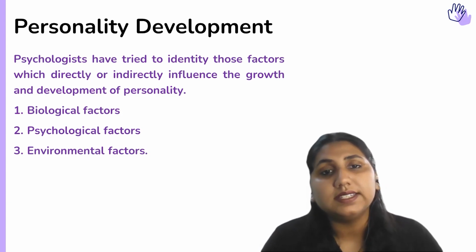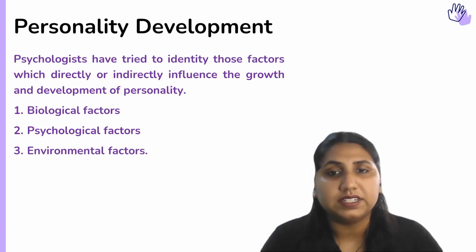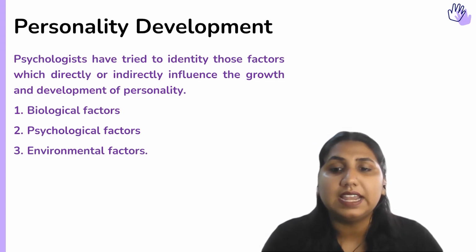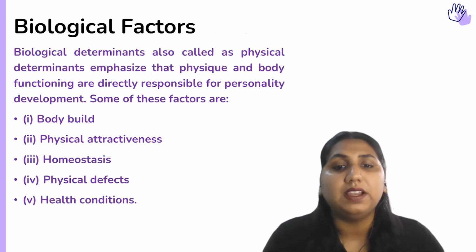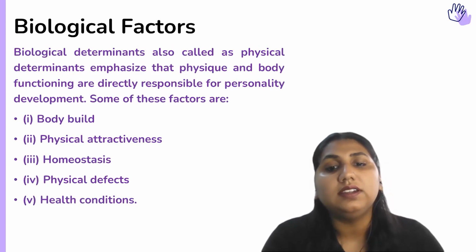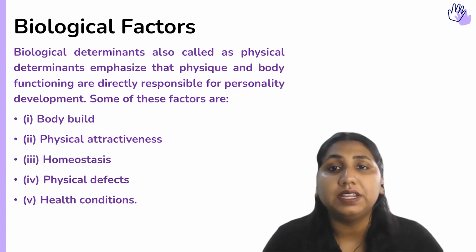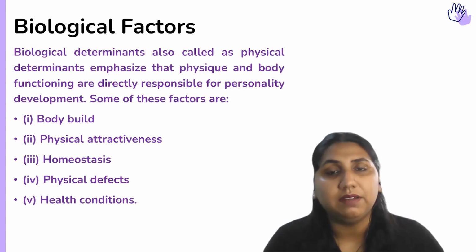Okay, these are our biological factors, psychological factors, and environmental factors. We will be further understanding each of these factors in detail. So first we have biological factors. When we talk about biological factors, these are all the determinants which have a physical basis. Biological determinants are also called physical determinants, which emphasize that the physique and body functioning are often responsible for personality development. Now there are some factors within it.